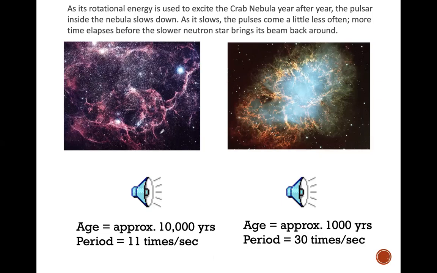The pulsar you have in this Crab nebula, when the age is 10,000 years, the period of the pulsar is 30 times per second. So every second it has rotated 30 times. But once the time goes on, its energy is reduced because the energy is used to excite the Crab nebula. Then its rotation has reduced as well. Now it's only 11 times per 1 second, right? So that's what will happen to a pulsar with time.